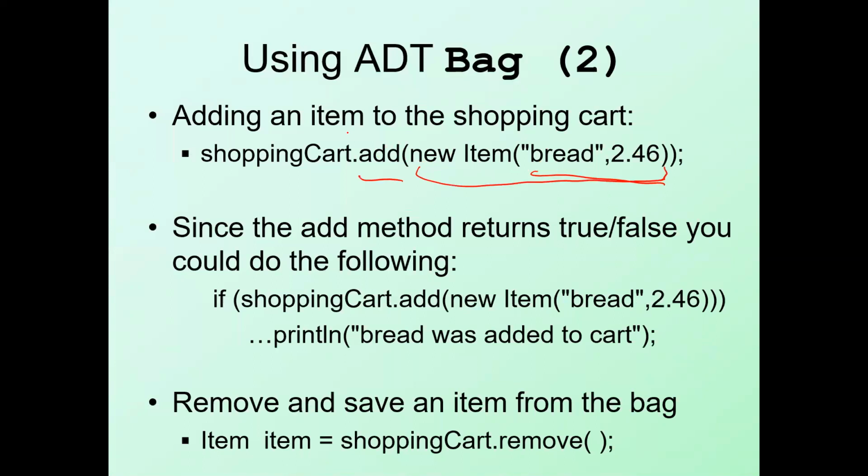The add method can return true or false, so you could do the following. If shopping cart dot add a new item of bread, if you try adding a new bread item to the shopping cart, and it returns true, right, because the add method can return true or false, you could print a confirmation message that says the bread was added to the cart.